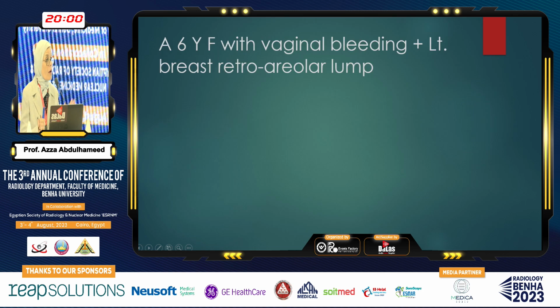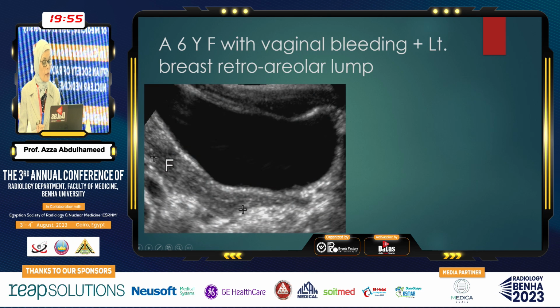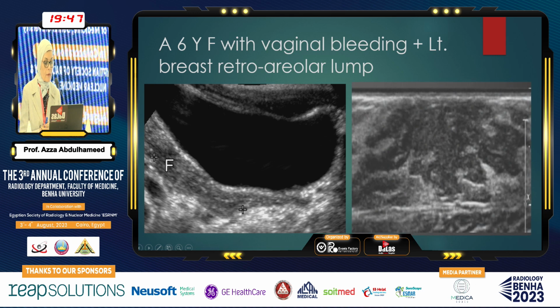So let's apply this anatomic data to our first case scenario: a 6-year-old female with vaginal bleeding plus a left breast retroareolar lump. By looking at the uterus, you may report it as normal because you don't see any masses. Also in the breast, you don't see any masses. So you might report these as normal.